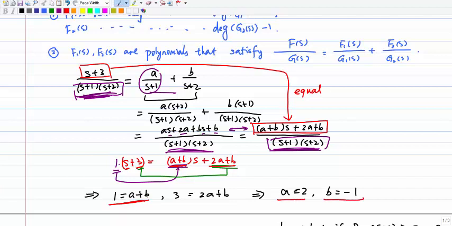So I can apply here, the a is 2 and b is negative 1, which means I have 2 over s plus 1 minus 1 over s plus 2. Okay, so now we have finished the partial fraction expansion.